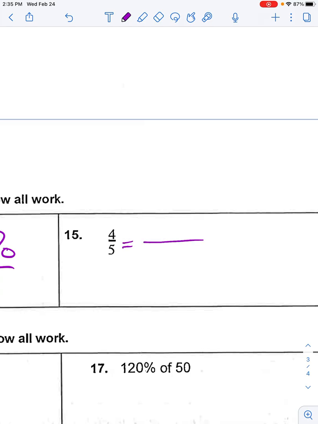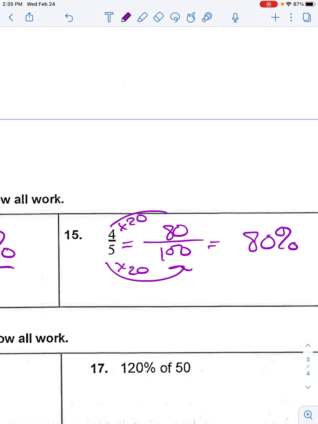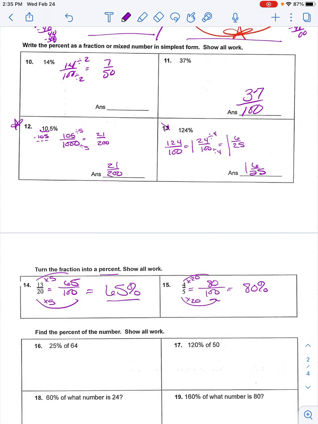What about 4/5 as a percent? Let's change it out of 100. Make our life easy. Percents are always out of 100. So 80%. Remember, if it's a number that cannot go into 100 evenly, you're going to have to divide. And then change that decimal into a percent by moving the decimal twice to the right.